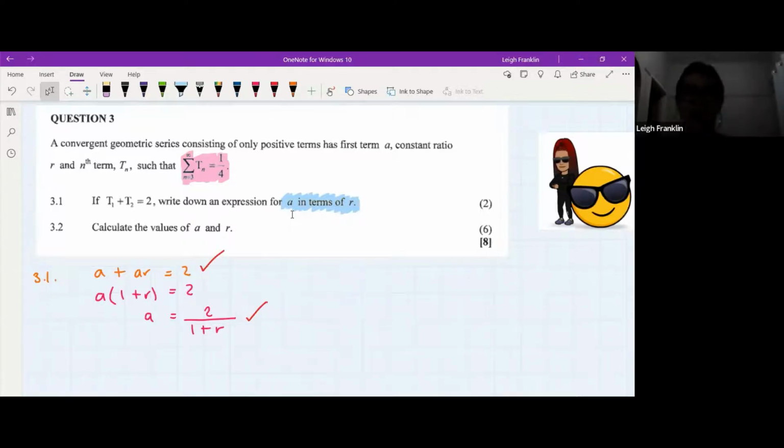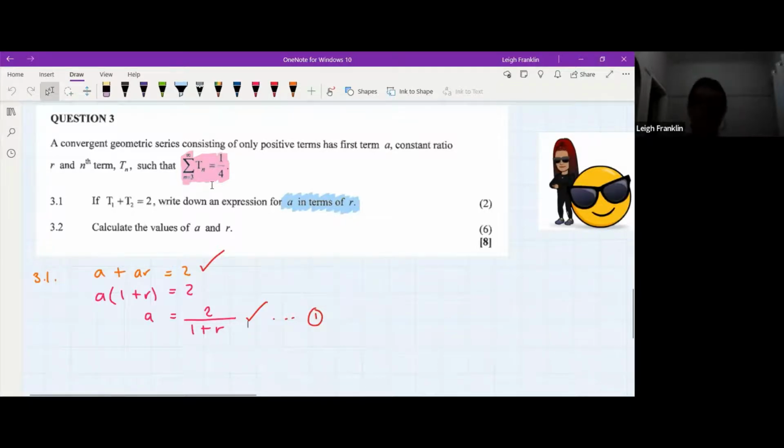All right, so now we've got one equation from question 3.1. That is equation number 1. We need a second equation. How are we going to do this? What do you guys think? What are we going to do?